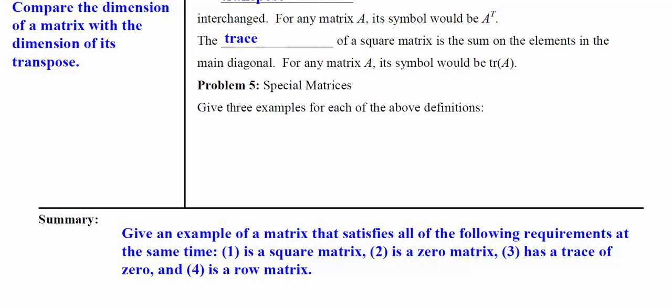I'm going to leave problem 5 up to you to give 3 examples for each of the above definitions. For your summary, give an example of a matrix that satisfies all of the following requirements at the same time. So it must comply with all 4 of these things: a square matrix, a zero matrix, a square zero matrix that has a trace of 0, and on top of that, it must be a row matrix. So don't make me 4 different matrices. Make me one matrix that satisfies all 4 conditions.